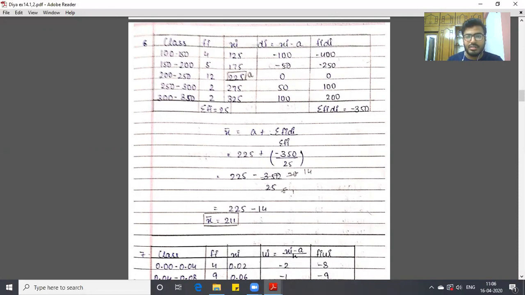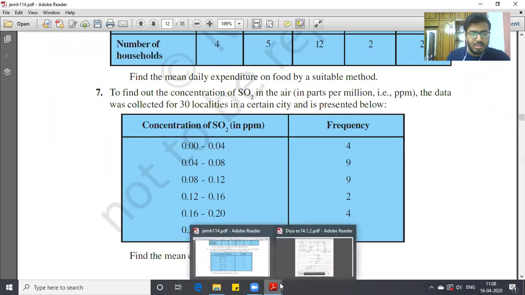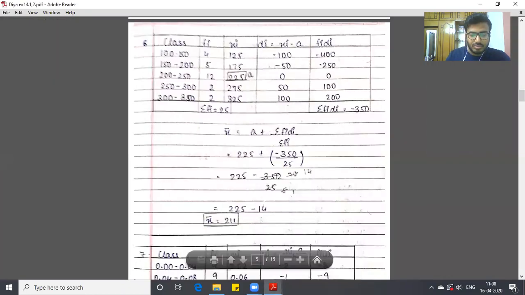Now the next question, the seventh question: to find out the concentration of SO2, sulfur dioxide, in the air, in parts per million, okay, ppm. The data was collected in 30 localities. These are the data: 0.00 to 0.04, and it goes on, and the frequency is also given. So find the mean concentration. Okay, so you have to find out the mean. So let's see.